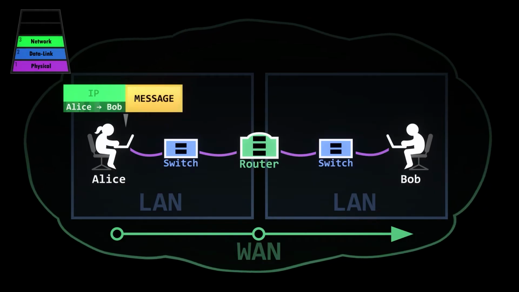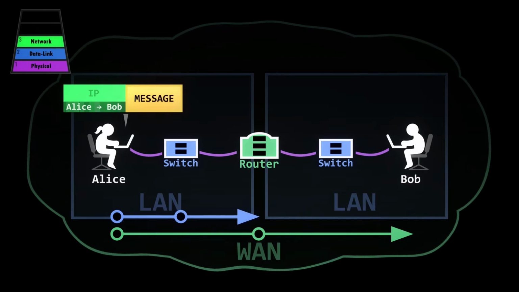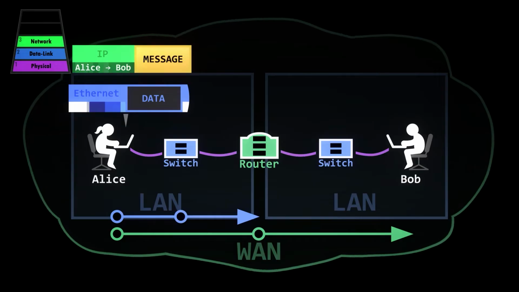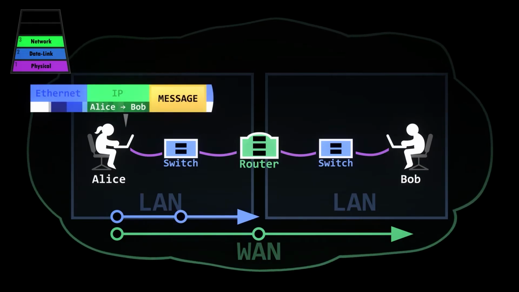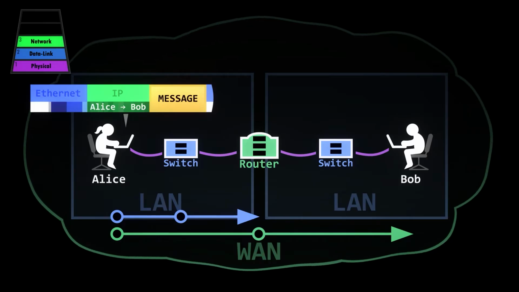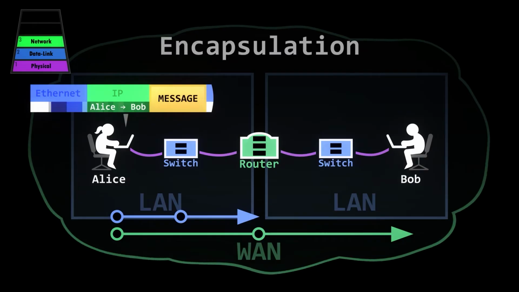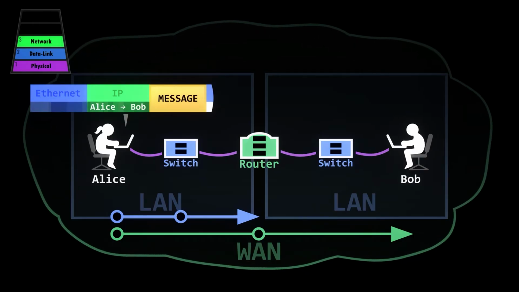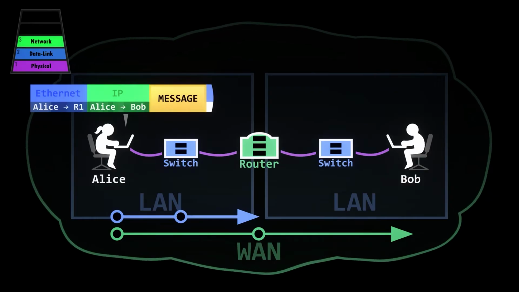To get to the router, the packet must travel across the LAN through the switch. But communication in a LAN must use frames. Well, since a packet is data after all, it can be transported as the payload of a frame. This process of wrapping one protocol inside another is called encapsulation. The frame's header will contain the source MAC of Alice and the destination MAC of the router.